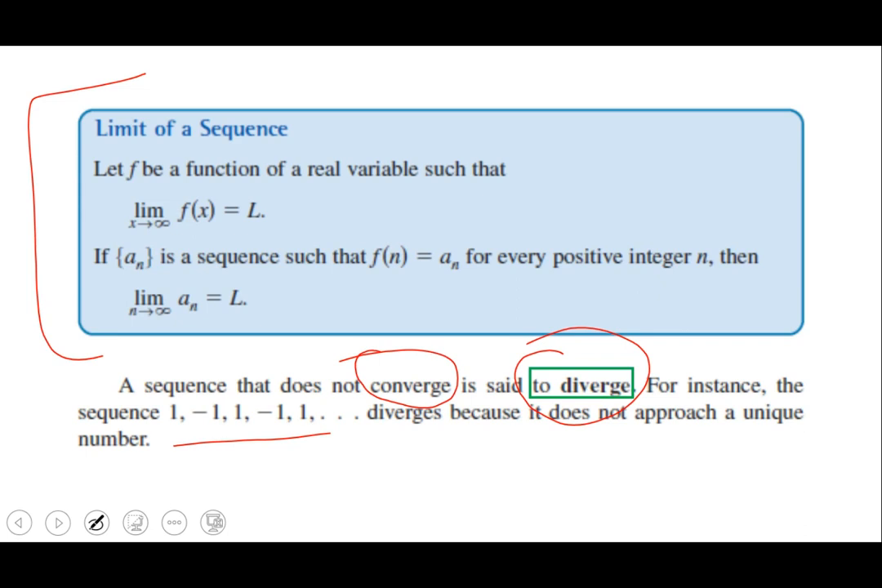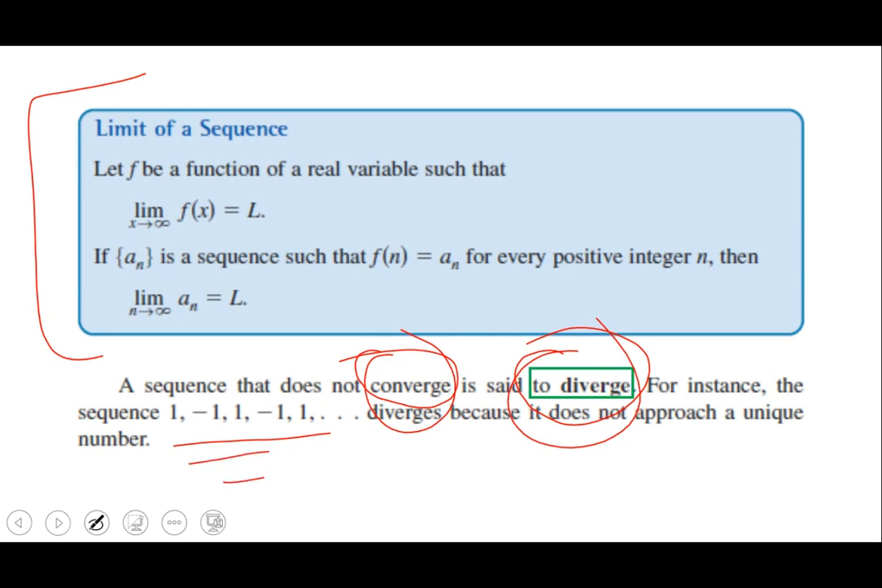Because the sequence will simply just go back and forth between those two values, it's not heading towards any one number, which means the limit does not exist, which means that the sequence diverges. So very important that you're able to use these words, and they mean the same thing mathematically that they mean in real life.